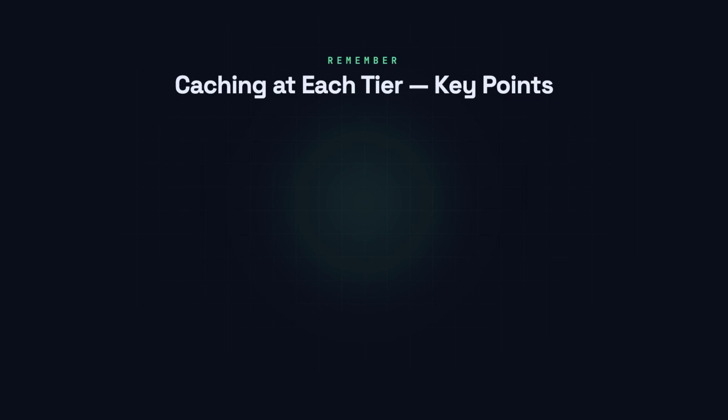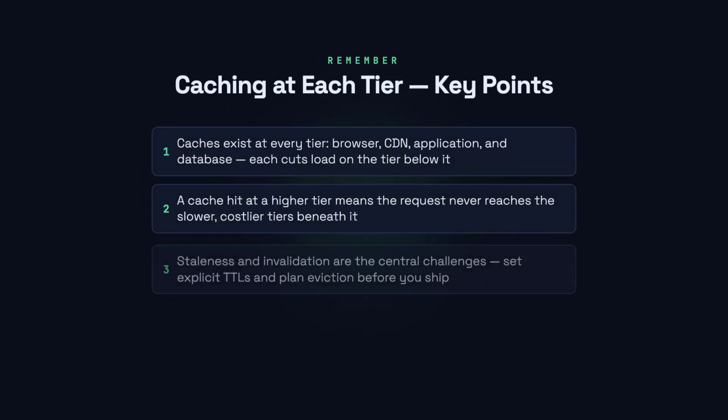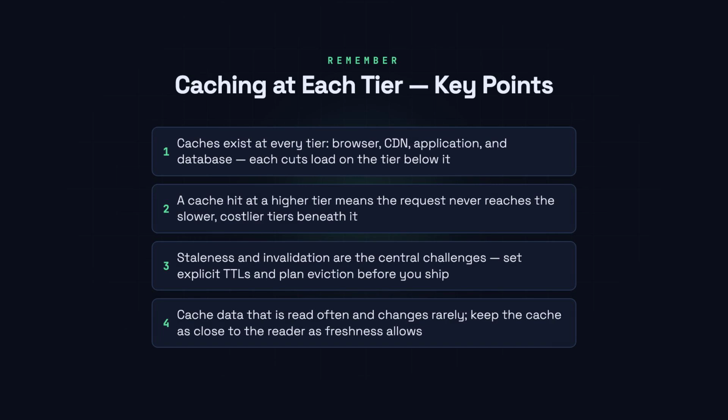To summarize, caching is a layered strategy, not a single tool. Each tier, browser, CDN, application server, database, can hold a copy of frequently requested data, and each hit prevents unnecessary work further down the stack. The gains in latency and throughput are real and large, but they come with the responsibility of managing freshness and invalidation carefully. Get those right, and caching is one of the highest leverage architectural moves available to you.